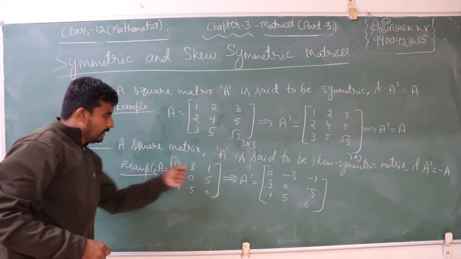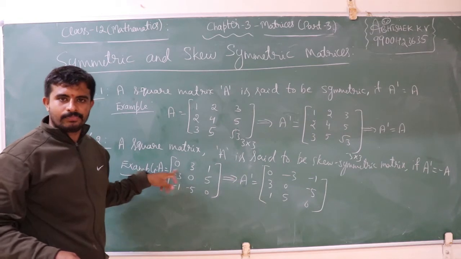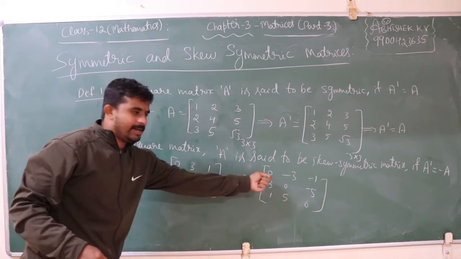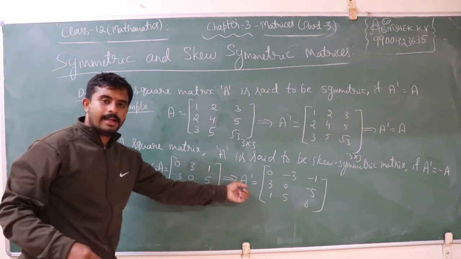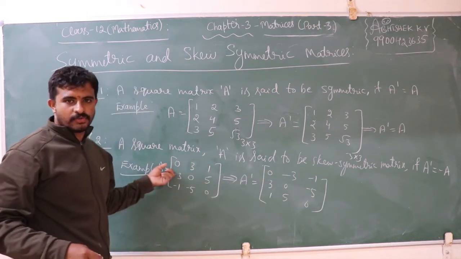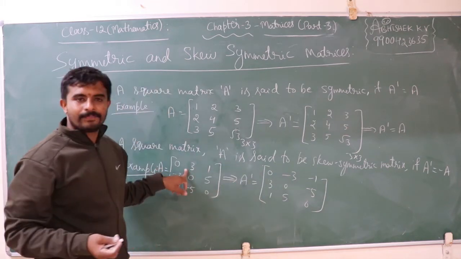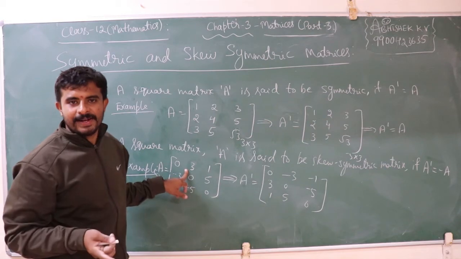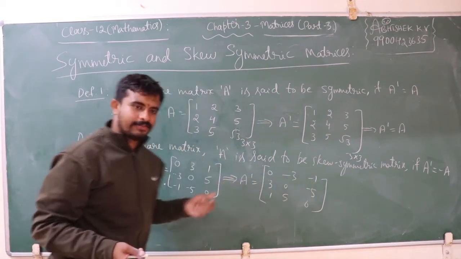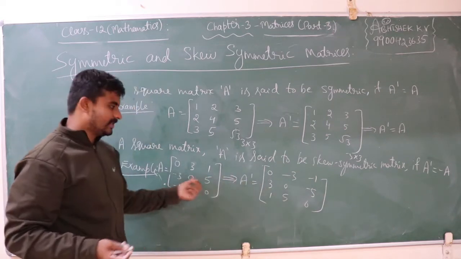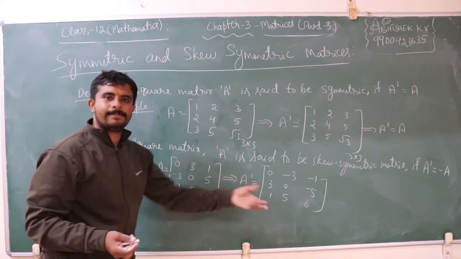See, is A transpose equal to A? The first row first column element of matrix A transpose is equal to the first row first element of matrix A: 0 is equal to 0. But see, minus 3 and plus 3, is minus 3 equal to plus 3? It is not possible, right? So here plus 1, minus 1. Again minus 3, plus 3; 0, 0; 5, minus 5; minus 1, plus 1; minus 5, plus 5; again 0.